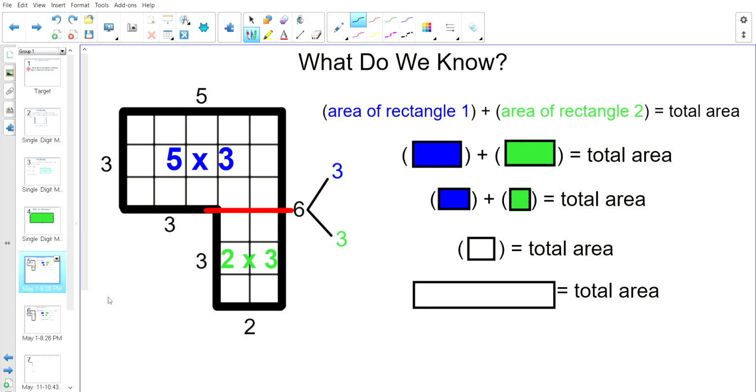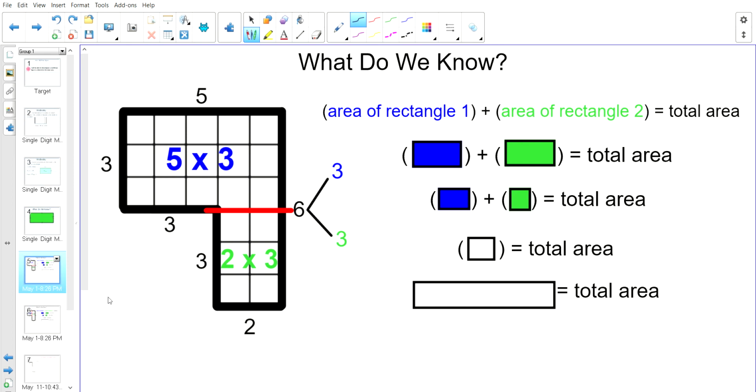Let's take a look at this example I have here. You can see I've already decomposed this rectilinear figure into a larger 5 by 3 rectangle on the top and a smaller 2 by 3 rectangle on the bottom. To find the total area, I have to add the area of each of those 2 smaller rectangles together. So let's do that.